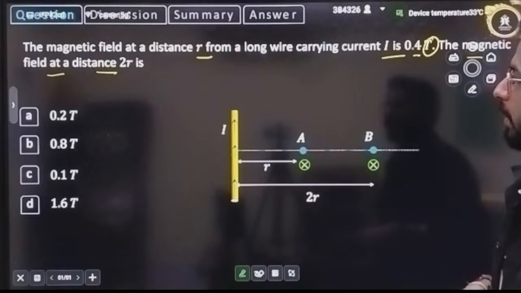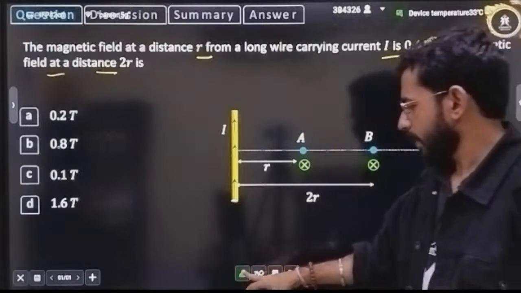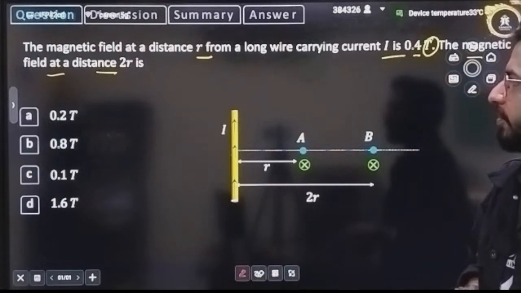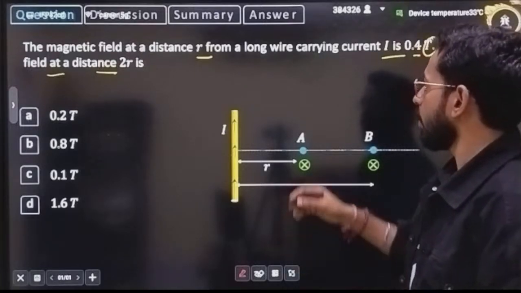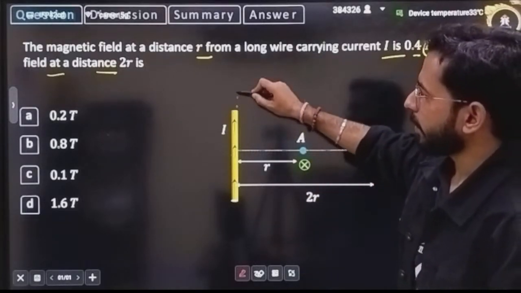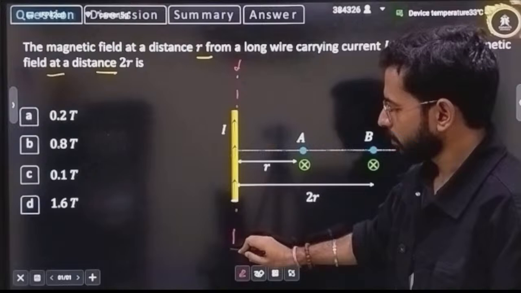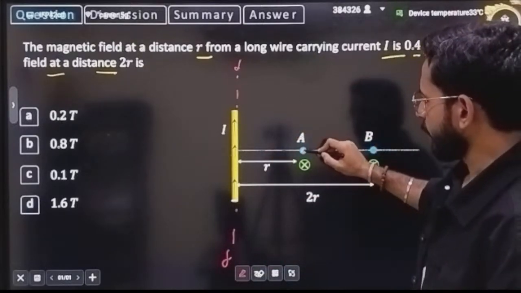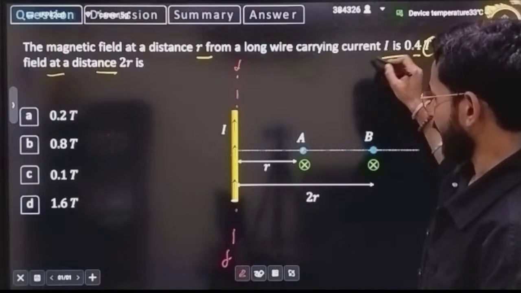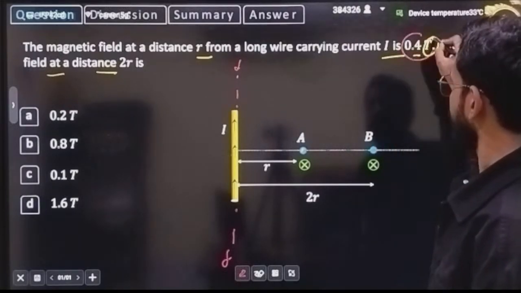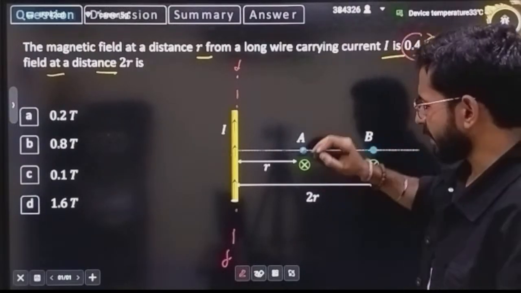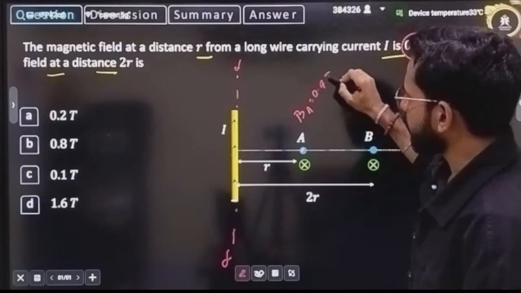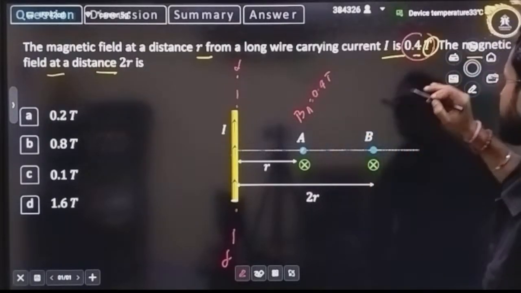See what you can say. The question is given. Firstly, read the question properly. Then let's analyze this question. The magnetic field at a distance r from a long, infinite wire carrying current I is 0.4 Tesla. That means at this point the magnetic field is 0.4 Tesla.